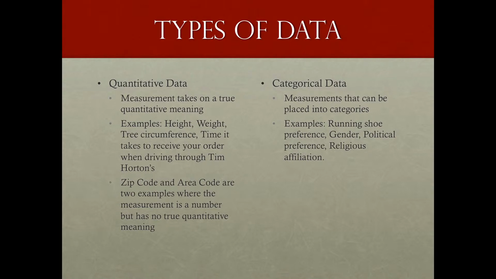Types of data: quantitative, categorical data. Even my graduate students continue to screw this one up. Guys, get them started out on the right track here. Quantitative data are measurements that take on a true quantitative meaning. I've given you some examples there. Point out that zip code and area code, although they would be presented as a number, have no true quantitative meaning, so those would be categorical data.